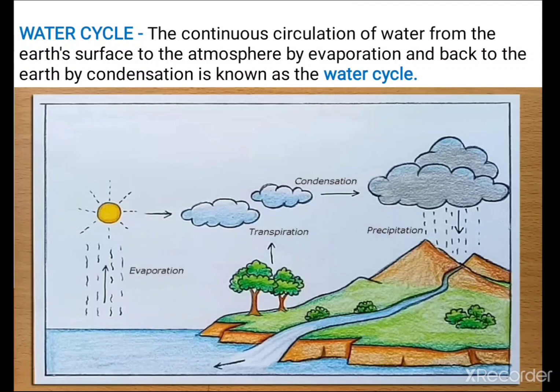After condensation, when the water drops become heavy, they come down on the earth in the form of rain. This process is known as precipitation. Along with evaporation, one more process occurs, that is transpiration. The water gets converted to vapors from the green parts of the plants. That also adds to the amount of water vapors in the air.